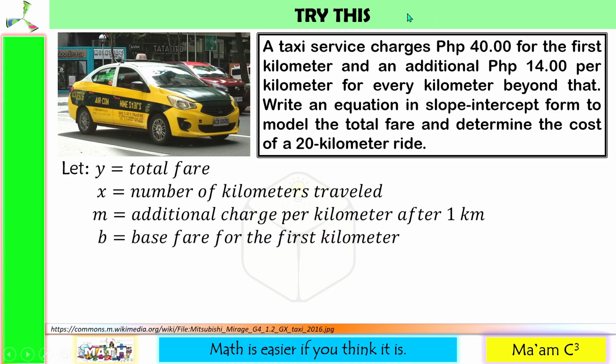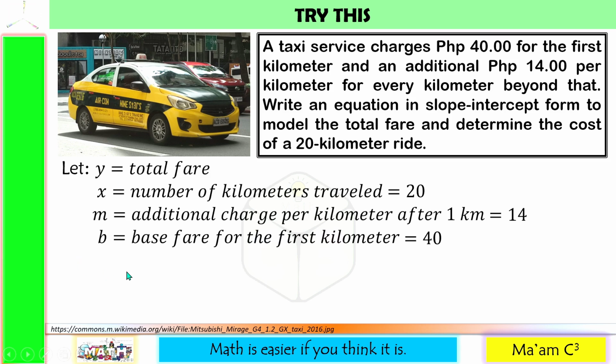So let us determine our given here. Our base fare is 40 pesos. So let's put 40 here. The additional charge per kilometer after 1 kilometer is 14 pesos. For the number of kilometers traveled, it is a 20-kilometer ride. And we are going to solve for the value of y.